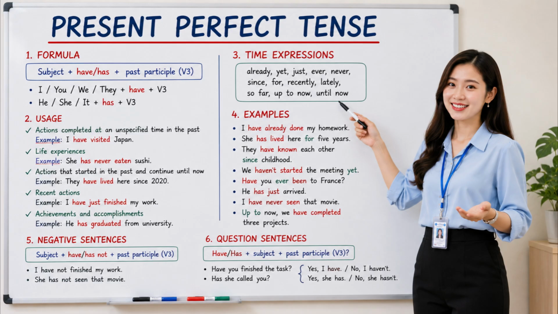Examples. I have lived here for 6 years. She has worked here since 2021. We have been friends for many years. They have studied English since elementary school. 4. To talk about recent actions. The present perfect is often used for actions that happened recently.